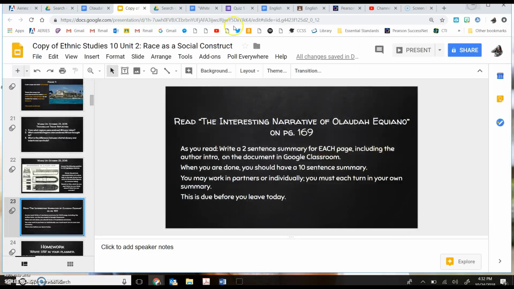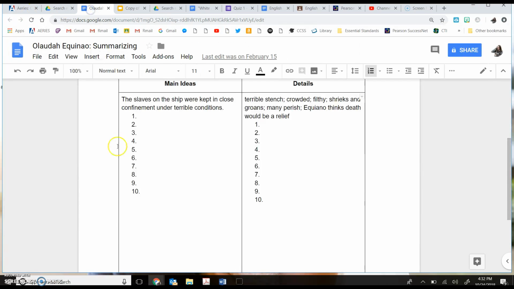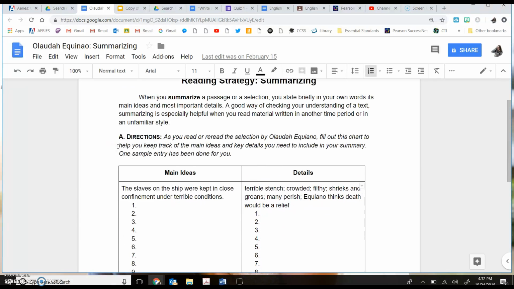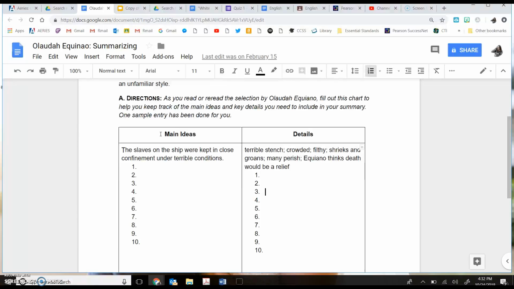As you are reading, you're going to be filling out this document here. Notice it says that a summary is when you state briefly in your own words the main ideas or most important details of a passage of what you're reading. So as you read or reread the selection of Equiano, fill out this chart to help you keep track of the main ideas and key details that you need to include in your summary. So I have already done the first part for you. I actually went ahead and summarized page 171.